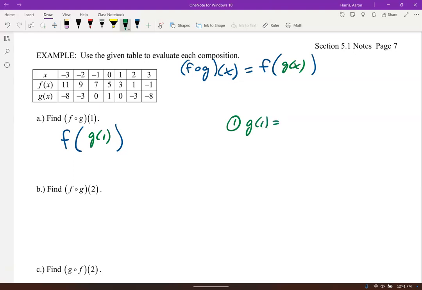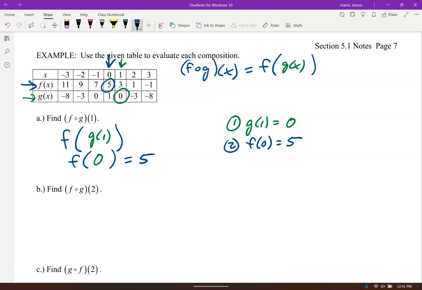When we look on the table, I find g. Here's g. If x is 1, g of 1 is 0. So now I go back and say, if g of 1 is 0, number 2, what's f of 0? Now I look at f of x. Here's f of x. F of 0 is 5. In other words, f of g of 1 is 5. Make sense?